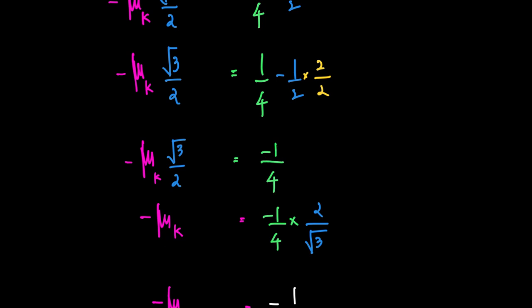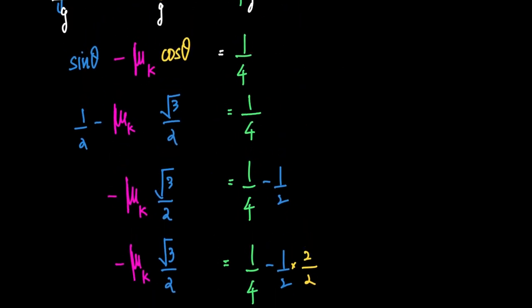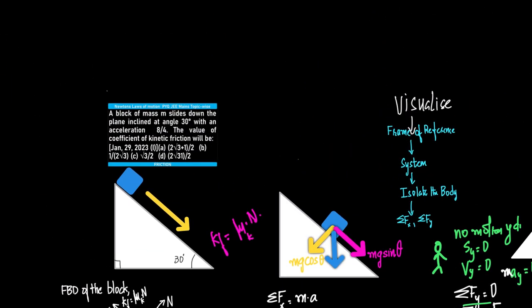So minus mu k is equal to 2 into minus 1 by root 3 into 4, which is minus 2 by minus 4, minus 2. So what we have is minus mu k is equal to minus 1 by 2 root 3, and therefore mu k is equal to 1 by 2 root 3, which gives us the correct answer as 1 by 2 root 3, option B.